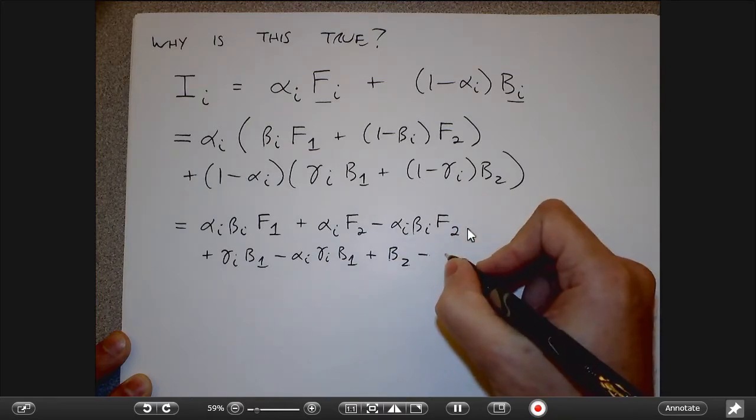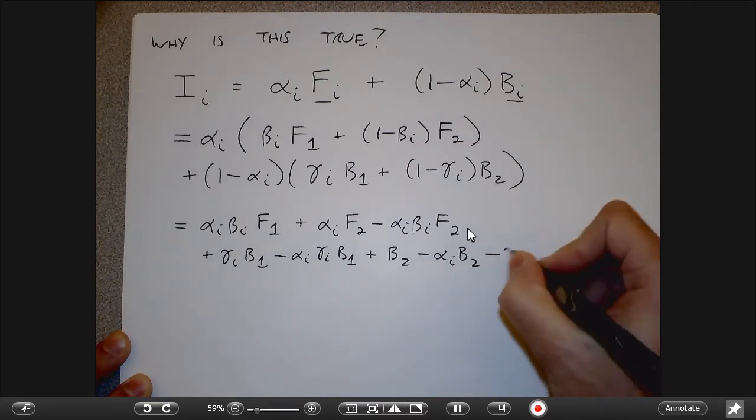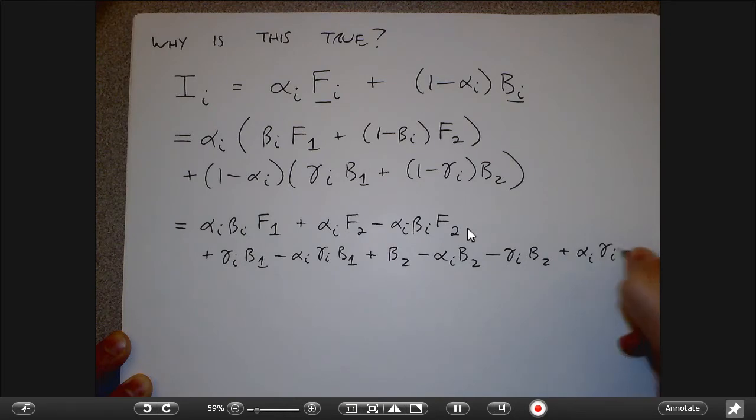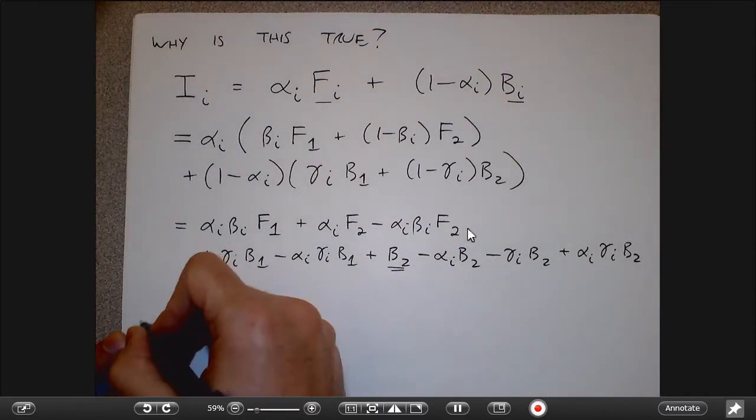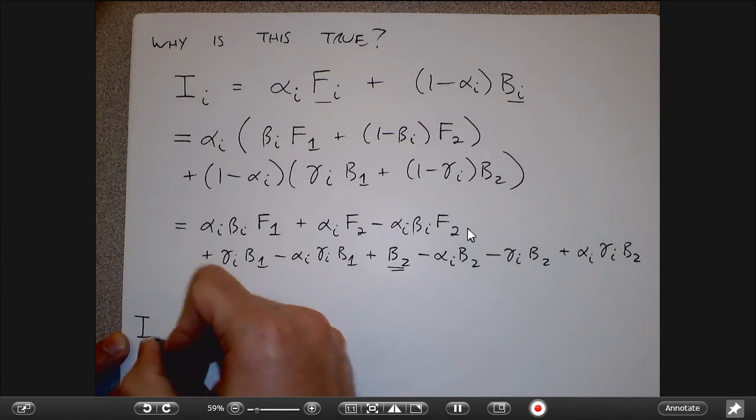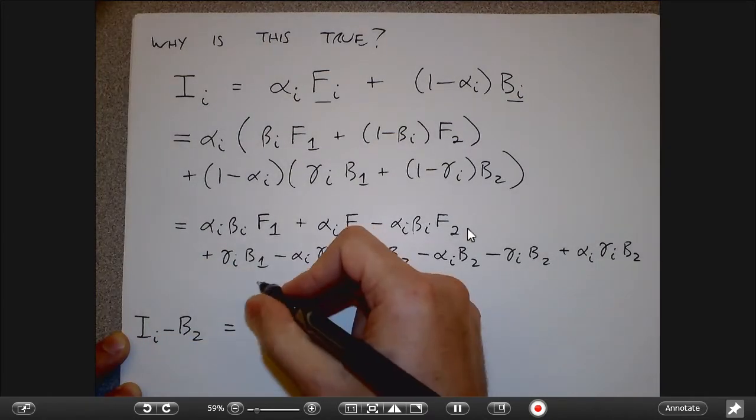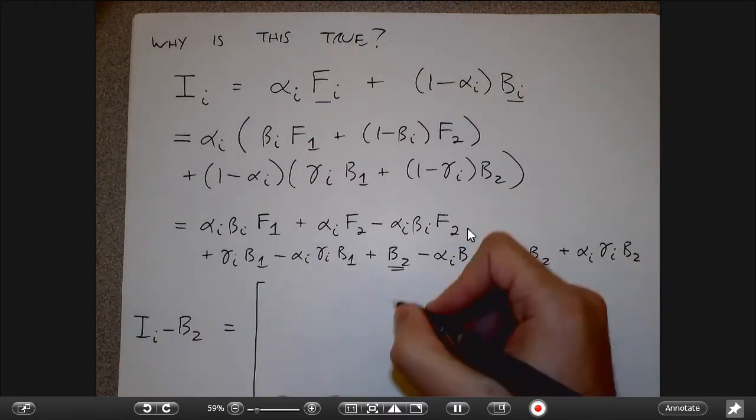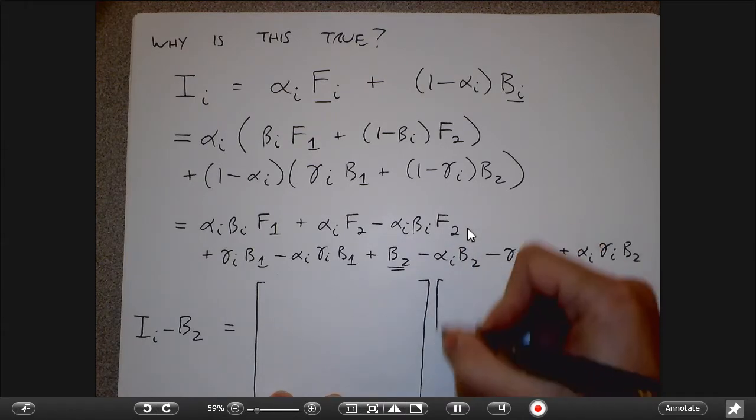This is also an exercise in just expanding things. Okay, so what I want to do is move this B2 over to the left. So on the left-hand side, I'm going to have I sub I minus B2. And on the right-hand side, what I want to do is make this into a 3x3 system.